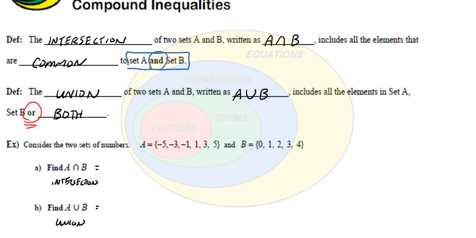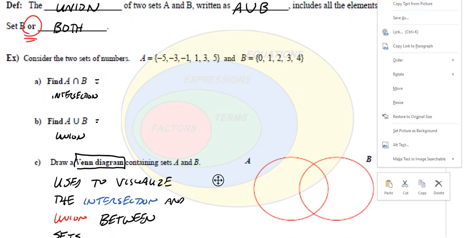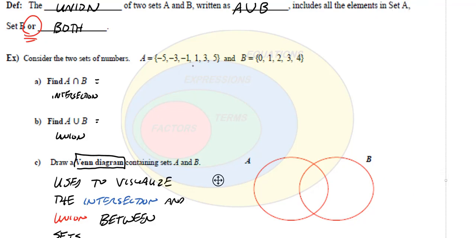So if we look at two sets of numbers, like A and B, the elements of set A are these numbers: -5, -3, -1, 1, 3, and 5, and then set B, the elements are 0, 1, 2, 3, 4. And if we talk about the intersection of these two sets, we want to find the set of numbers that are common to both. By looking at the sets, we can see that 1 is common to both, so 1 would be in the intersection, and then also 3 is common to both, so 3 would be in that.